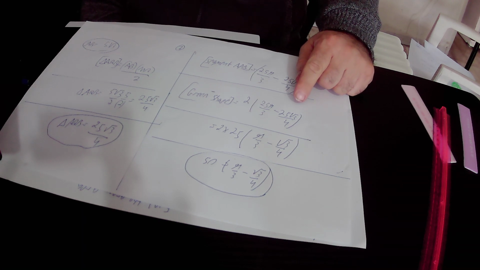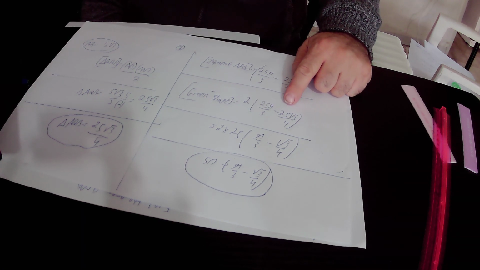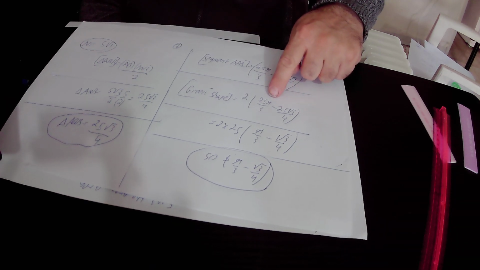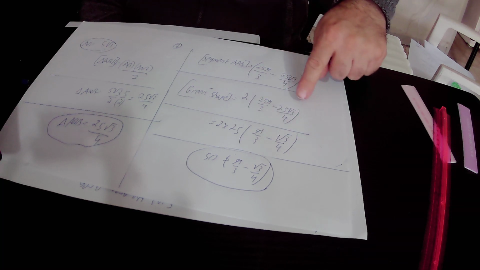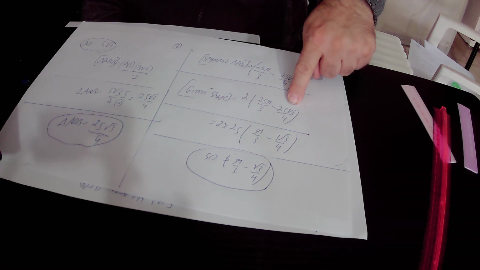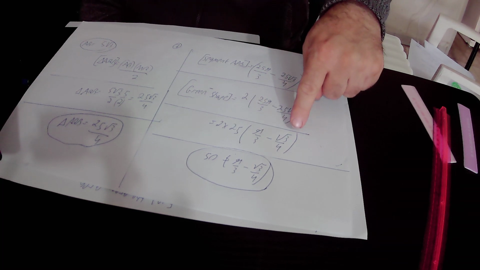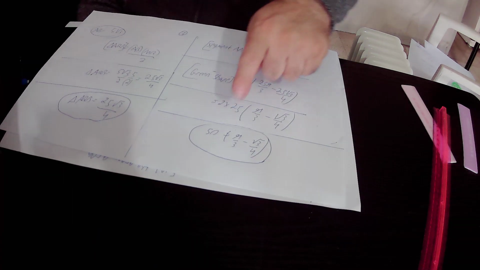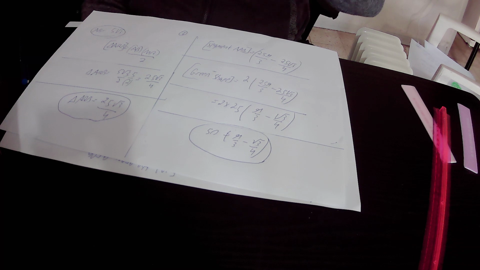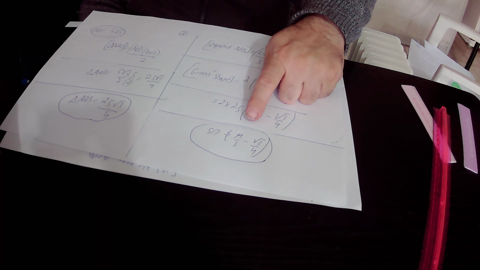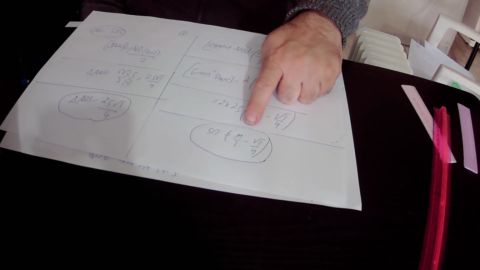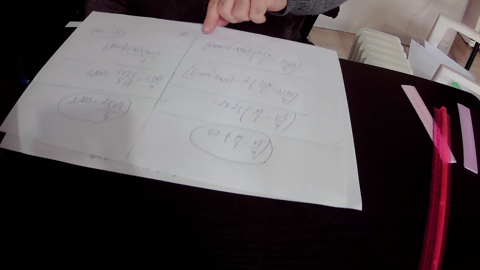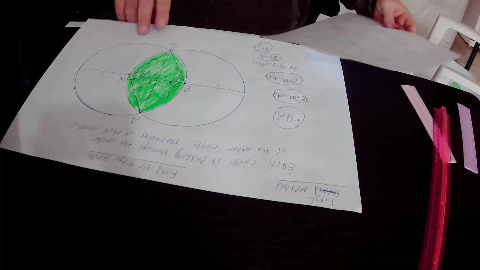So here we took 25 as a common factor out of these two expressions, and inside the brackets from this expression we were left with pi over 3, and from this expression after we took 25 from it, we were left only with square root of 3 over 4. 2 times 25 is 50, so in conclusion we found out that the area of the green shape equals 50 times pi over 3 minus square root of 3 over 4 square units. This is according to the first method.